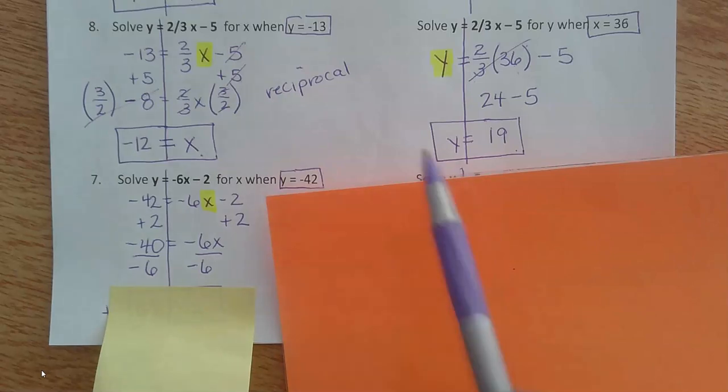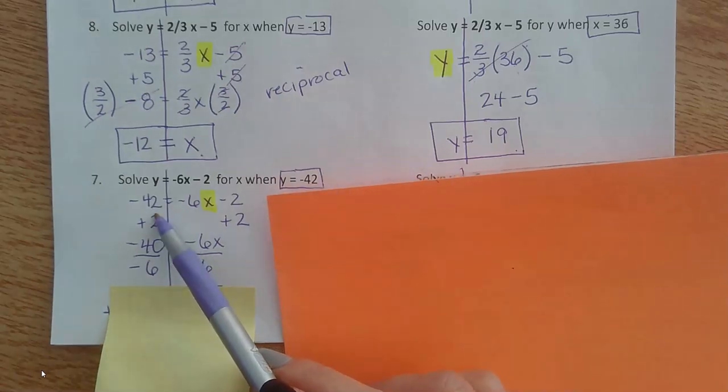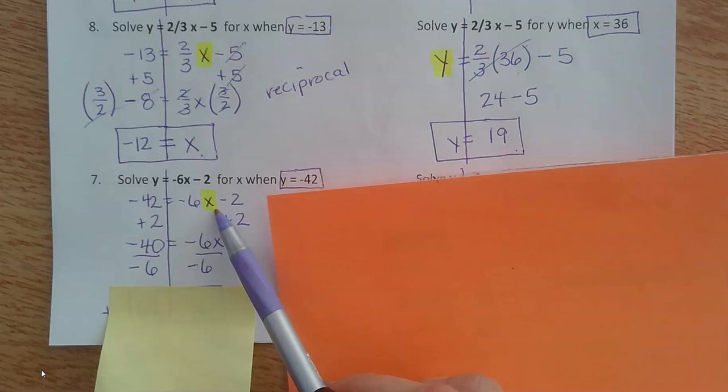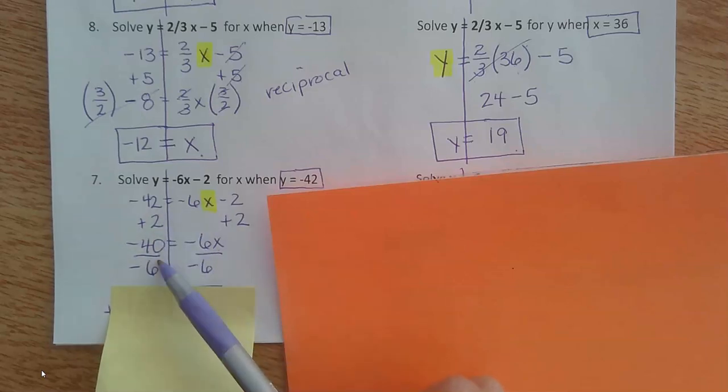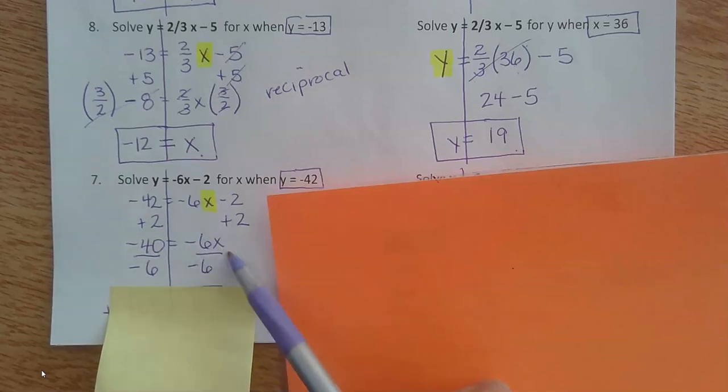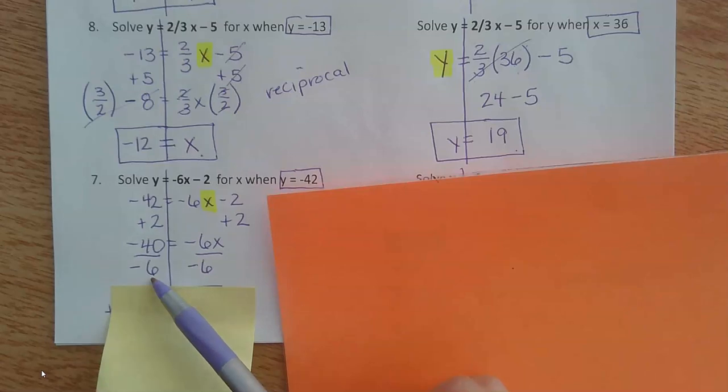All right, hopefully you plugged in the negative 42 for y. So here's my x, it's mixed in. I've got to cancel out this minus 2 and the negative 6. So plus 2 on both sides, bring everything down. And then divide by negative 6 on both sides.